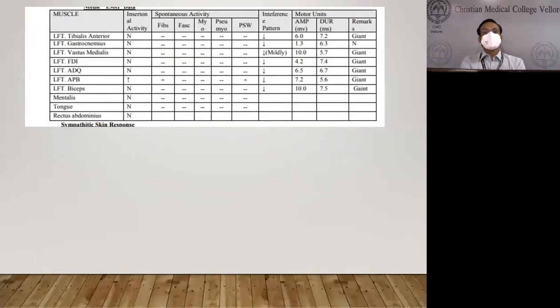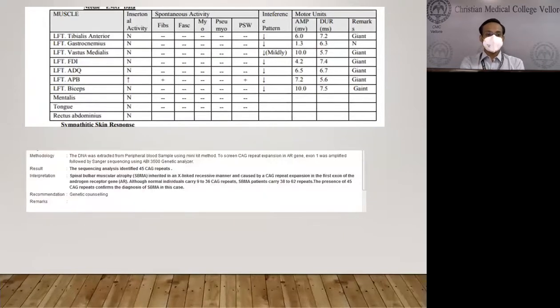So subsequently, when we re-examined him, we also picked up that he had gynecomastia. So a 68-year-old gentleman, progressive bulbar weakness, gynecomastia, low SNAPs, reduced reflexes. We thought of the possibility of Kennedy's disease. Subsequently, genetic testing confirmed that diagnosis.